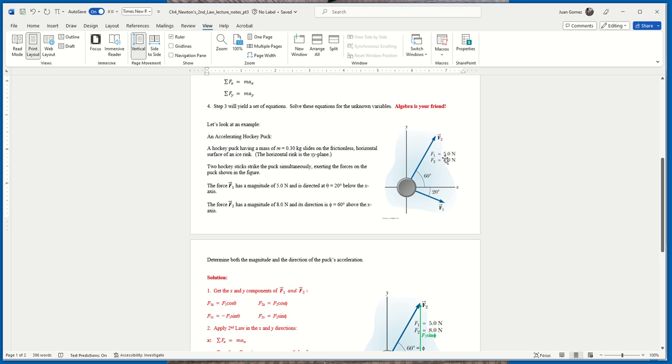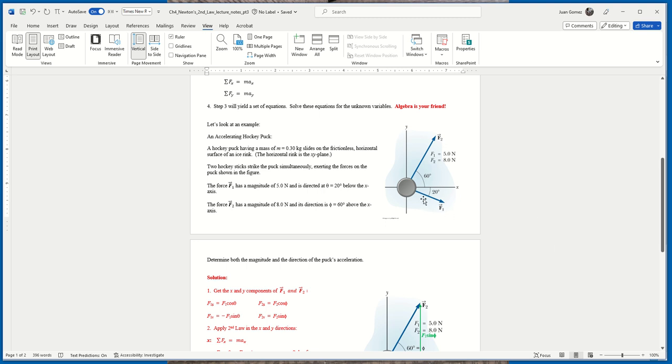F2 has a magnitude of 8 newtons. It acts at the puck at an angle of 60 degrees above the x-axis. Don't overthink it. F1 is in Q4, F2 is in Q1. F1 acts at an angle of 20 degrees as shown. F2 acts at an angle of 60 degrees as shown.